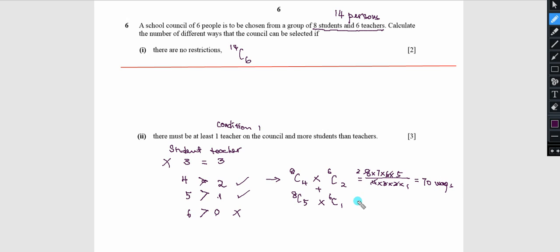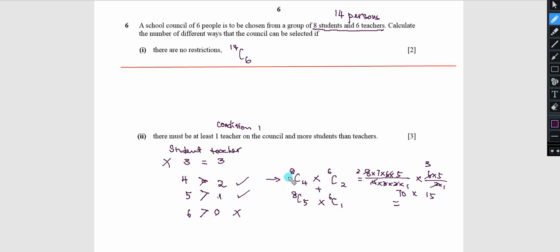Now, what about this? Oh, sorry. I missed out that it has to multiply by 6C2. 6C2 is 6 times 5 over 2 times 1. Cancel, you get a 3. So 6C2 is actually 3 times 5, which is 15. Okay, 8C4 is 2 times 5 here, 10 times 7, 70.